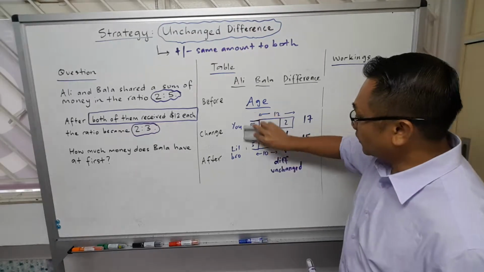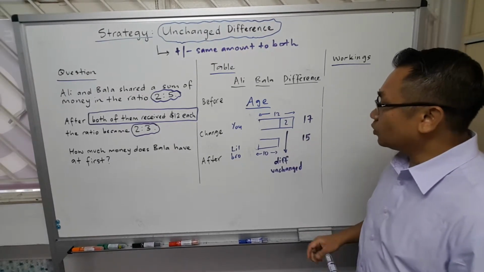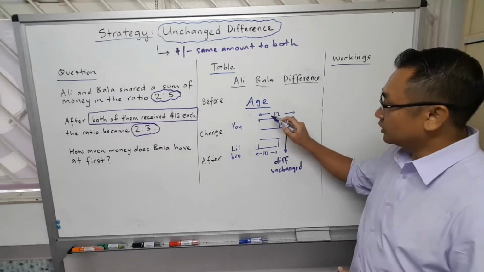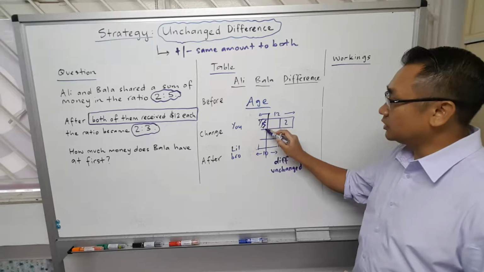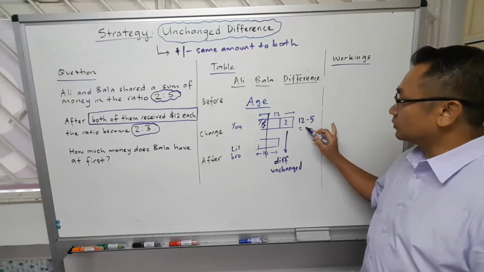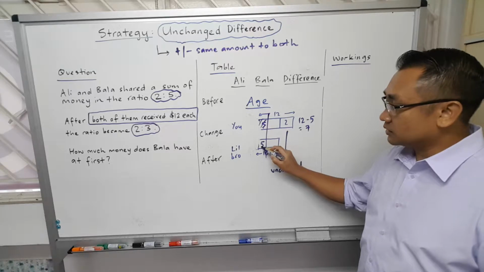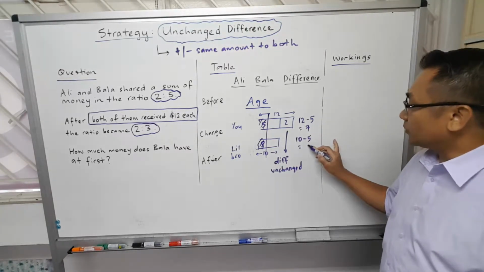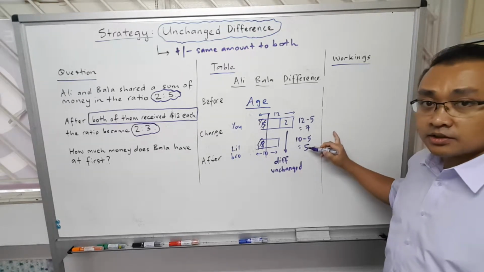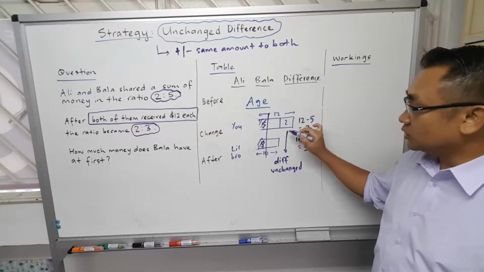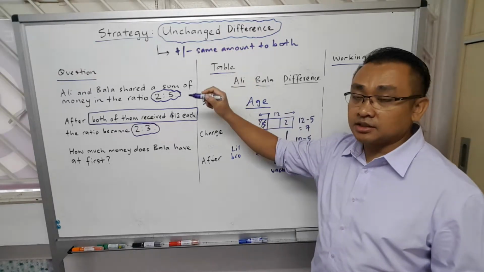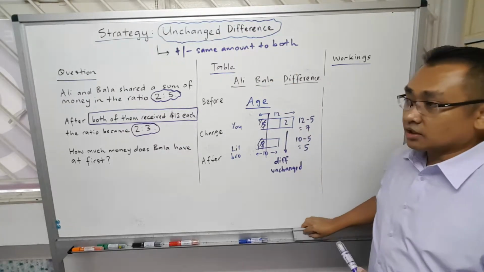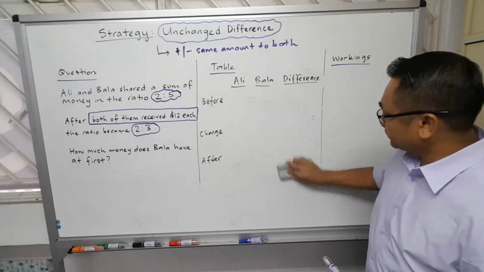Similarly, if the question says 5 years ago, now you are 12 years old, 5 years ago how old would you be? Let's cut 5 from your age. 12 minus 5, you will be 7 years old. How about your brother? Let's take out 5 from 10 years old. 10 minus 5, your brother will be 5 years old. What do you notice about the difference? 7 minus 5 is still 2. So that is when we get unchanged difference, when you add or subtract the same amount from both quantities.